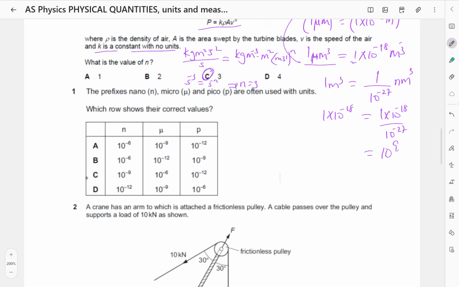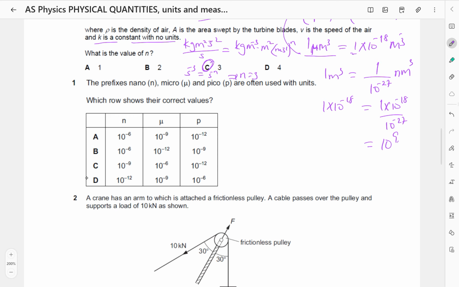As precise as that. The prefixes nano, micro, and pico are often used with units. Which row shows their correct values? Nano is power negative 9, so A and B are wrong. Micro is power negative 6, so D is wrong. So the answer is going to be C.